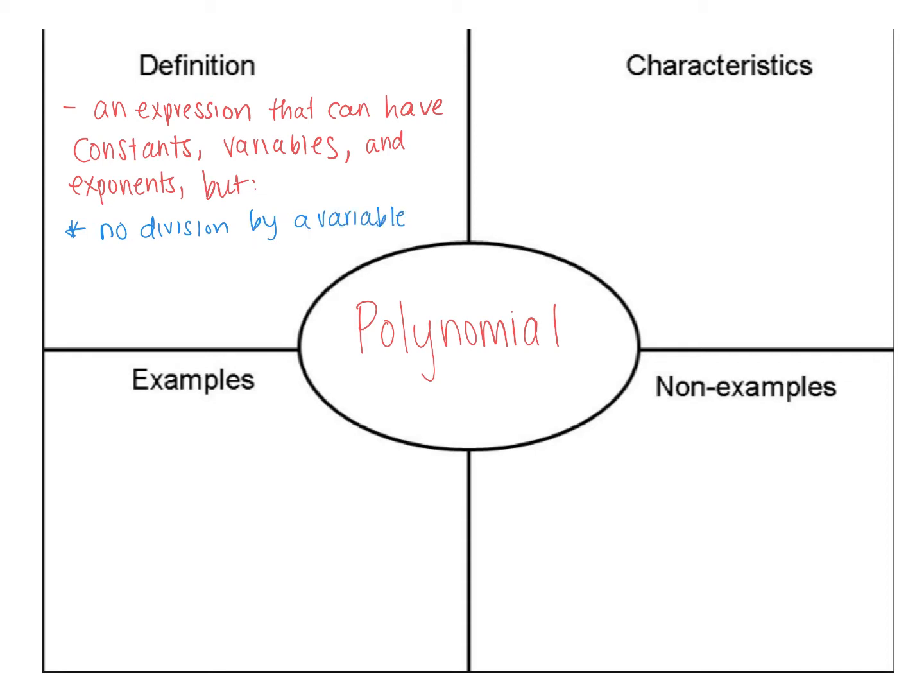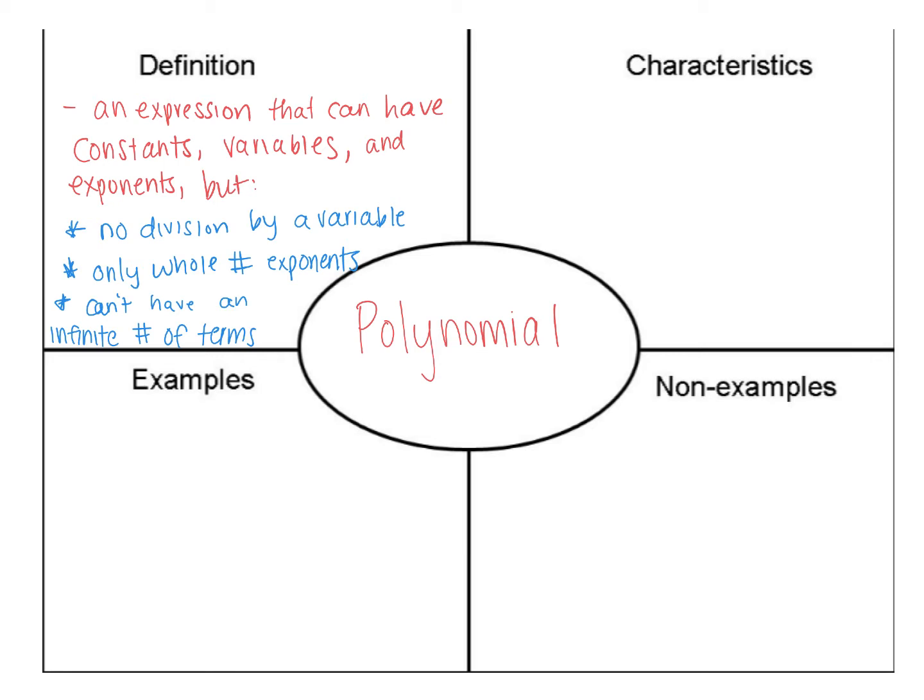Okay? Also, there's only whole number exponents. So a whole number is just 1 and up, right? We can't have any fractions, no negative numbers, no decimals. And the last thing we're going to talk about is it can't have an infinite number of terms, okay? And we are going to go through those blue parts of our definitions in the non-example, okay? But we're going to talk about something else first.